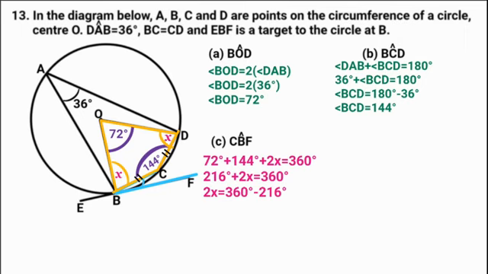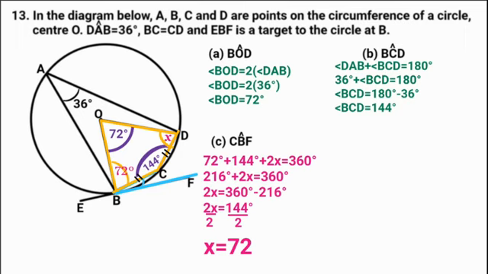So we're going to write 2x is equal to the difference of 360 and 216, which is 144. At this stage we need to find the value of x. So we're going to divide both sides by 2. 2x divided by 2 will give us x. Then 144 degrees divided by 2 will give us 72 degrees.